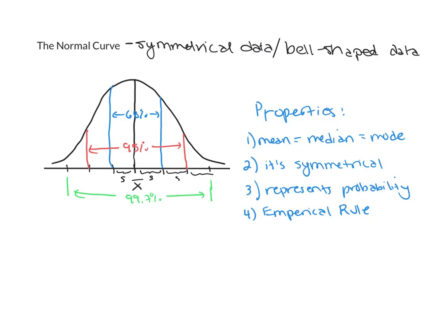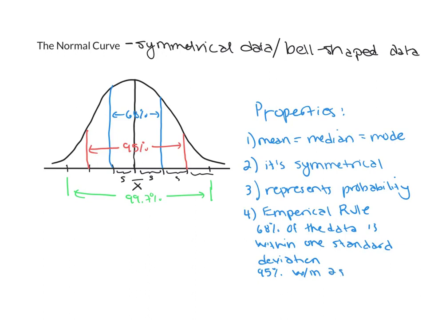So 68% of the data is within 1 standard deviation. And then 95% is within 2 standard deviations. And then 99.7% is within 3 standard deviations.